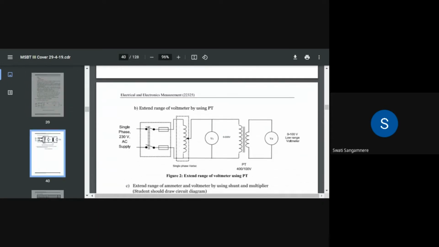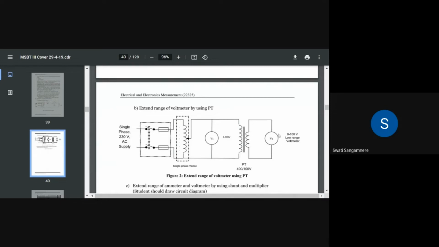Then the B part, that is, extension of range of voltmeter using PT. First, single phase 230 volt AC supply is given to the circuit. Similarly, the auto transformer is connected. The phase terminal of this auto transformer is connected to the common terminal of this voltmeter. Then the common terminal of this voltmeter is connected to the PT primary first terminal. And then the PT primary second terminal is connected to the range terminal of this voltmeter, and it is connected to the neutral terminal of the auto transformer.